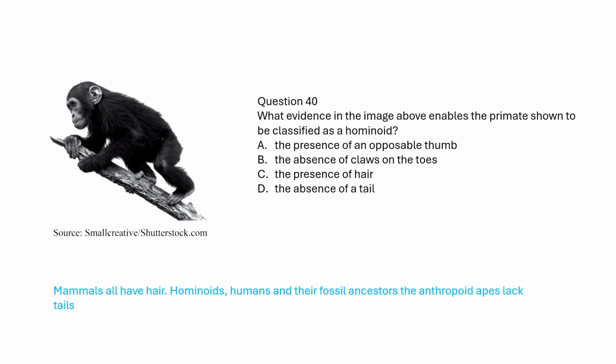All mammals have hair. Hominoids, which include humans and their fossil ape ancestors, are distinguished by the absence of a tail. Since the animal in the image lacks a tail, it can be classified as a hominoid.